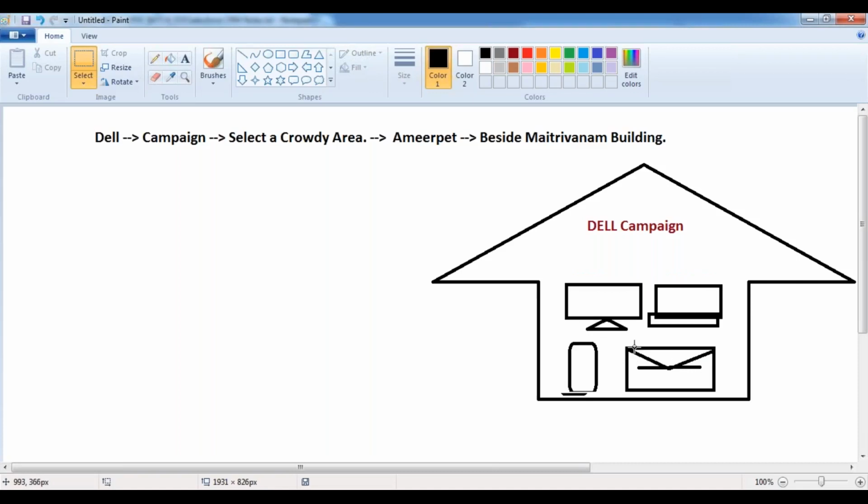Now, along with these products, they will also have the Dell marketing team people. Nothing but the Dell marketing executives also will be available inside this campaign. So inside this campaign, the Dell marketing executives are also available over there.